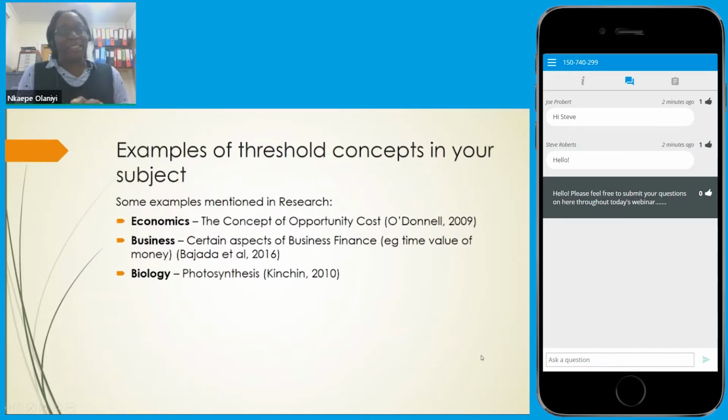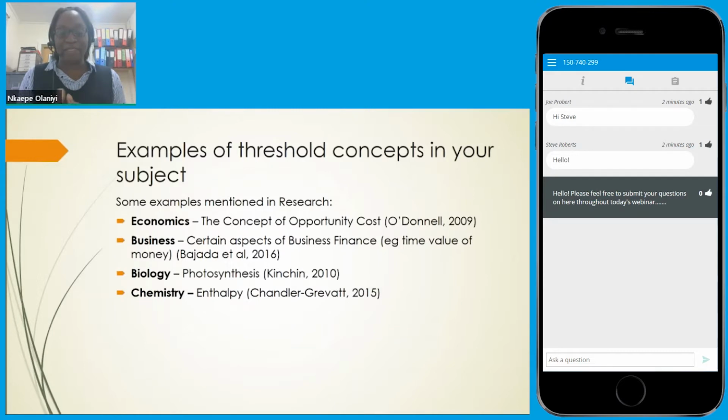Biology, photosynthesis. Now that's an interesting one because I did see a documentary a while back where some kids in a primary school had just learned about photosynthesis and how food is made using sunlight, only for one of the students to go back home in the garden with the mom. "Oh, how do plants get their food?" "Oh, they get it from the soil." So threshold concepts can be very counterintuitive as well. Again, trying to break that barrier down can be quite difficult.